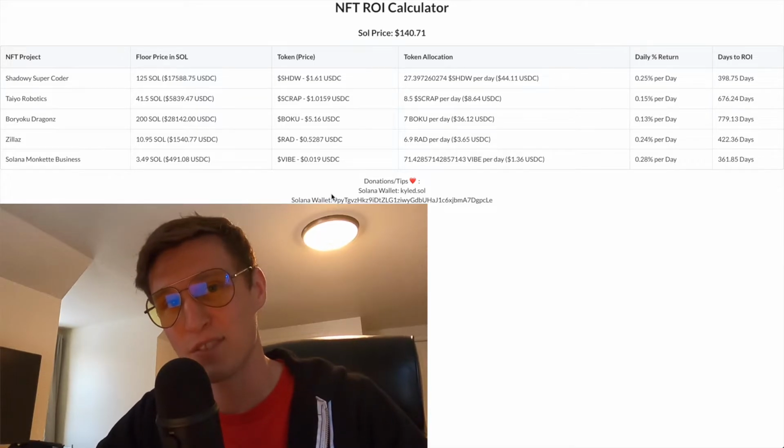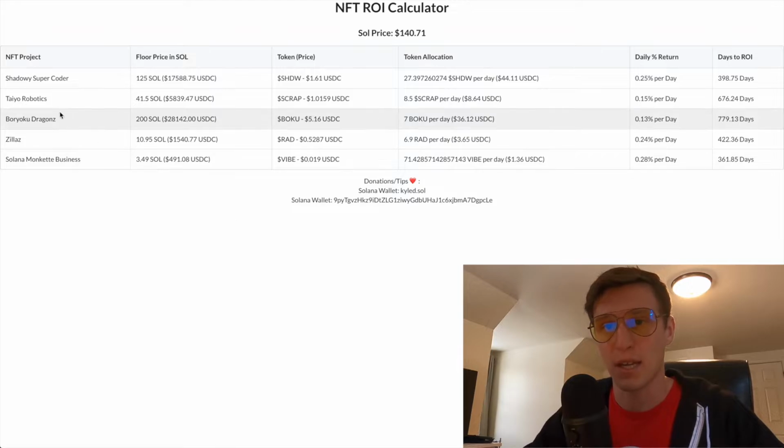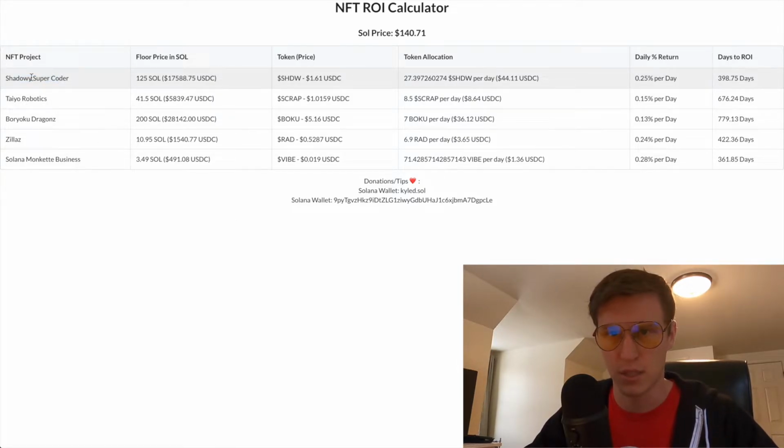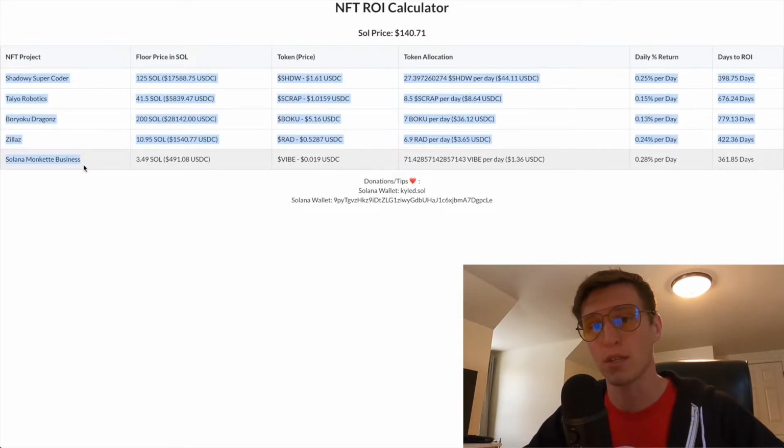But let's get back to that NFT calculator. I'll be adding to this. I'll be adding collections as I come across more NFT projects. I already have a list of more than these 5. I was just trying to get started, so this is just a starting point.